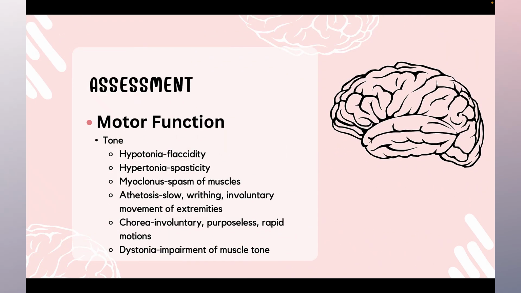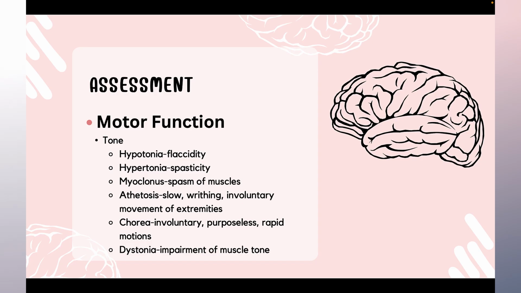Another part of assessing motor function is noting the muscle tone of the patient. That can go anywhere from hypotonia to hypertonia. Hypotonia would be very flaccid, floppy muscles. And then hypertonia would be spastic, very tight, clenched muscles. So you may see somebody's arm drawn in or their hand drawn in. That would be considered hypertonia. You see that a lot in CP patients and stuff like that. You can see hypotonia in people who are paralyzed.